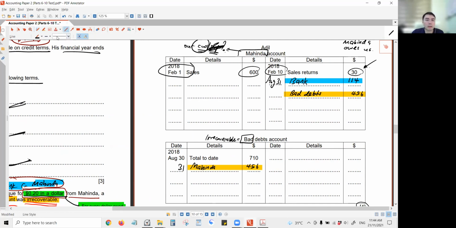So you look at Mahinda's account. There's no balance anymore. No balance means both the debit and credit sides have the same amount. When you total up both sides, you get the same amount. This means there's no balance anymore. We have closed the Mahinda account.